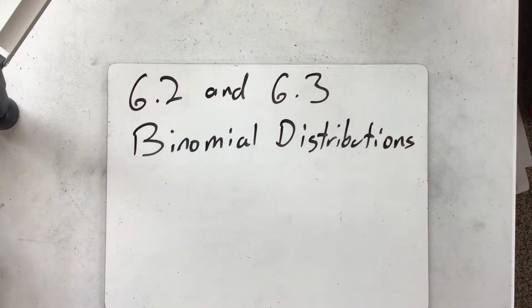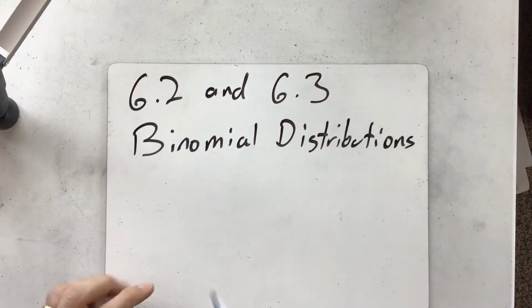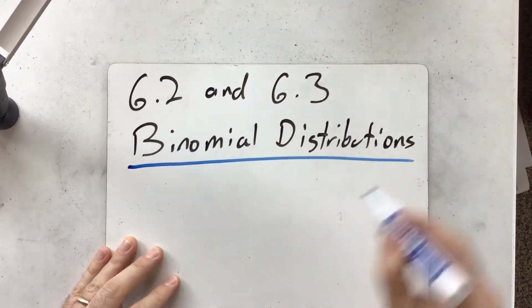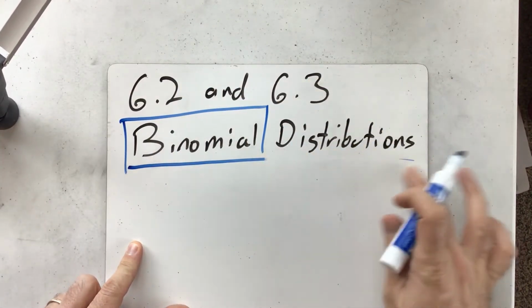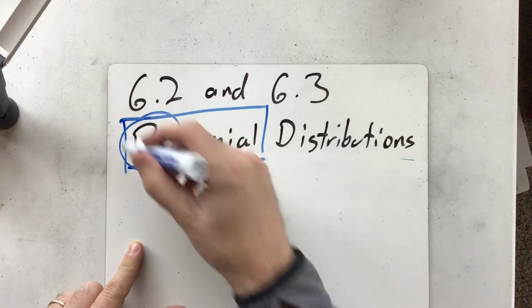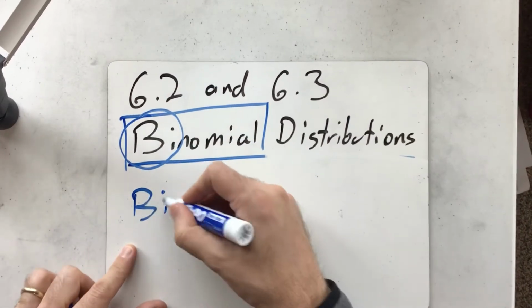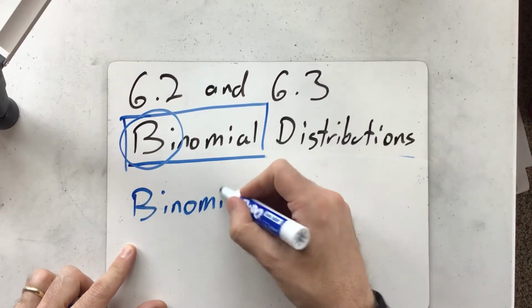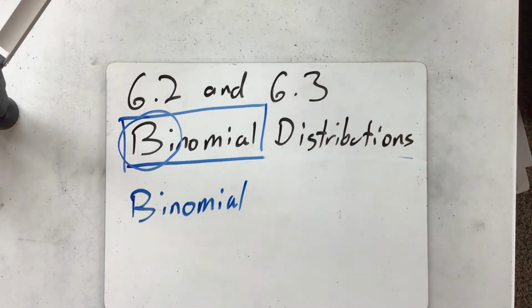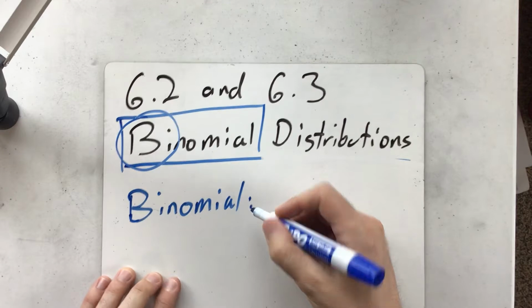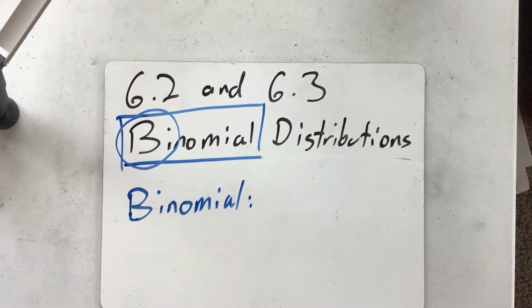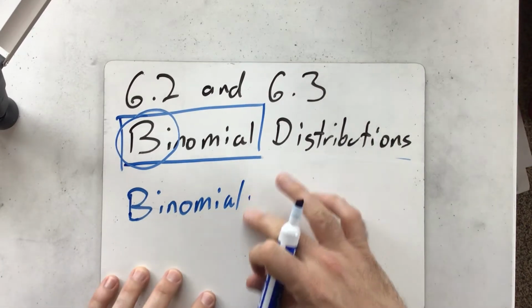And the big idea of 6.2 and 6.3 is this idea of a binomial distribution. And you can see in this word binomial that we have the prefix bi, and so you might be able to predict what's going on in a binomial distribution. Maybe not, but the bi means two. And so a binomial situation is an experiment that has only two possible outcomes.